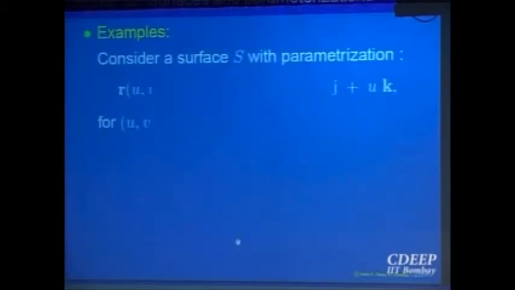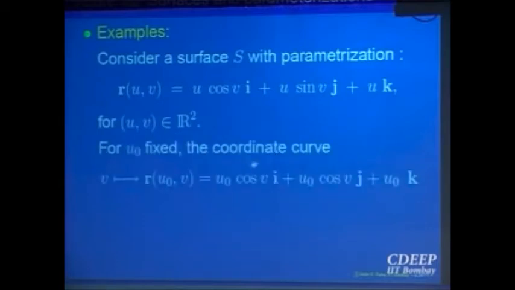Let us look at one example. Let us look at the surface S, which is given by u cos v i plus u sin v j plus u k, (u,v) belonging to R^2. Right? So this is a parameterization given. Let us look at the coordinate curves for this surface. So let us fix one of the variables. Supposing you fix u0, okay? So it is a function of v only. So u0 cos v i plus u0 sin v j plus u0 k. So what does it look like, this curve?